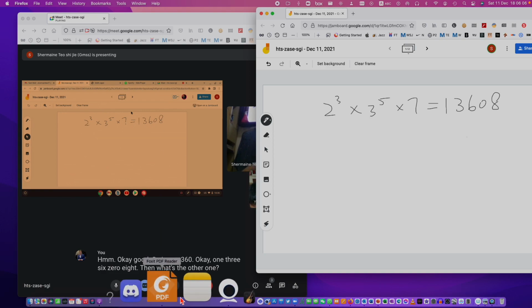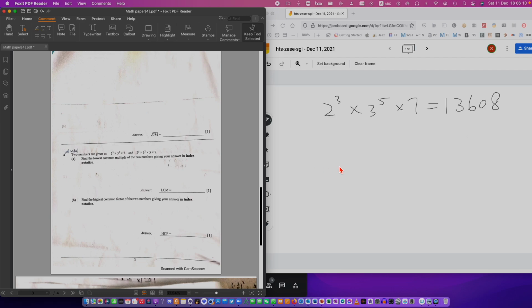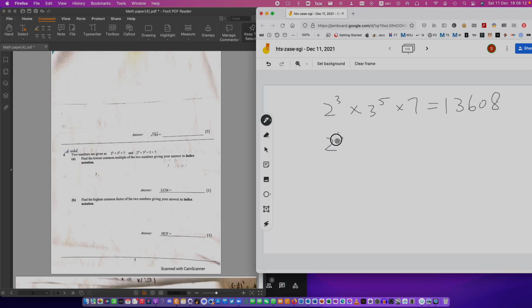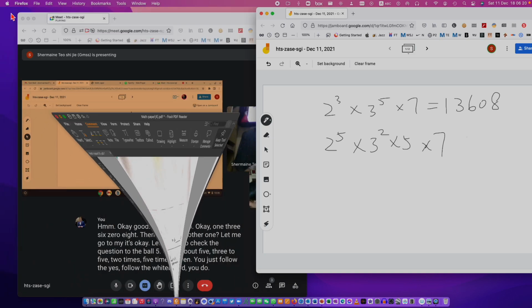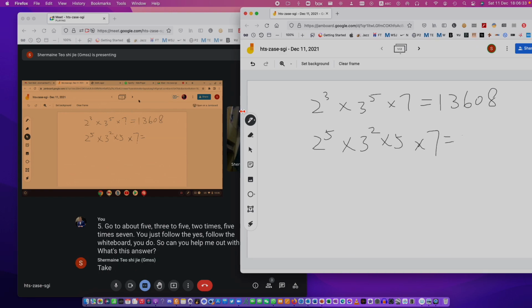Let me go check the question. 2 to the power of 5, 3 to the power of 2 times 5 times 7. You just follow the whiteboard. Can you help me out with what's this answer? 68040.